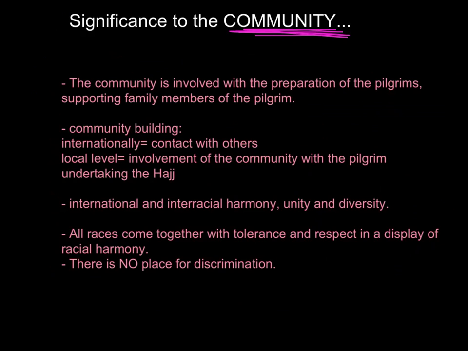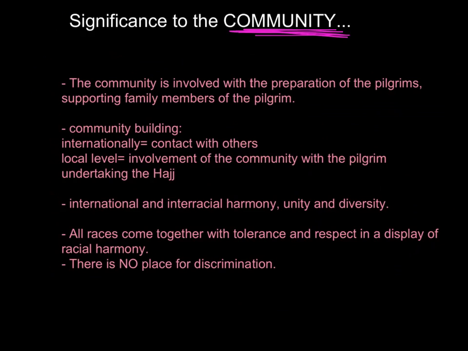While the Hajj is essentially undertaken by individuals, it involves a community in many ways. The community is involved with the preparation of the pilgrims before they leave, in supporting family members of the pilgrim while they are undertaking the Hajj, and often in having special times of prayer and, of course, during the festival of sacrifice. The element of community building that takes place in association with the Hajj is evident in the fact that it happens at both an international level, in and through contact with others during the Hajj, and also at a local level through the involvement of the local Muslim community with the pilgrims who are undertaking the Hajj.